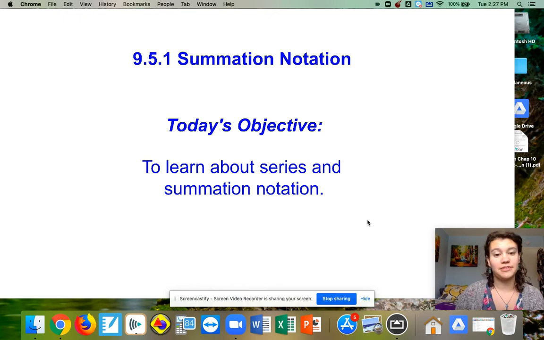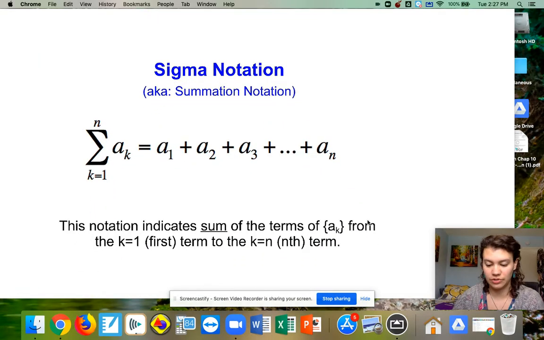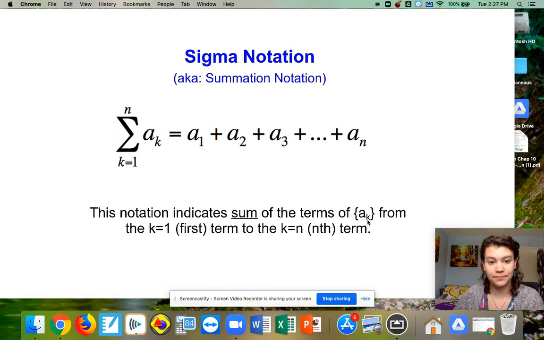All right, today we're going to talk about summation notation or series. So notation-wise, this is what it looks like. This is the Greek letter sigma, and the whole idea is about series. It's taking a sequence and then adding all the terms together, like A1, A2, A3, A4, etc. would be the terms of your sequence, but now you're going to add them all together.